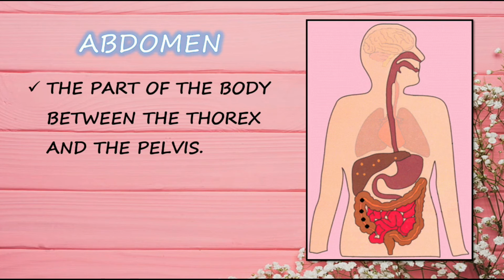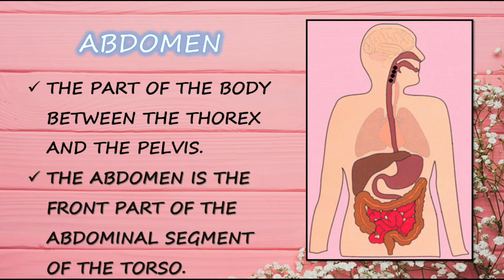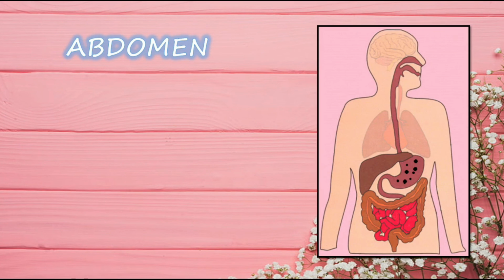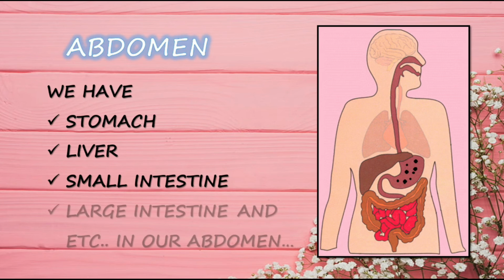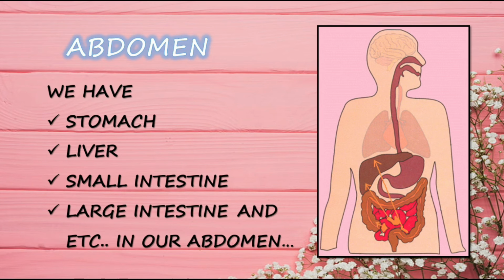The main process of the abdomen parts is to digest the food. So it is also known as the digestive system. The abdomen is the front part of the abdominal segment of the thorax. We have stomach, liver, small intestine and large intestine in our abdomen.